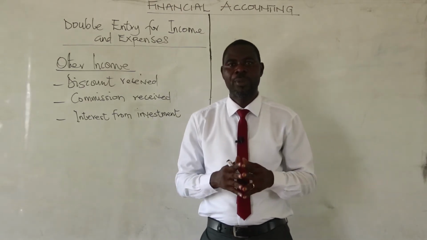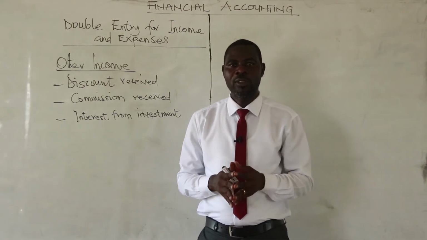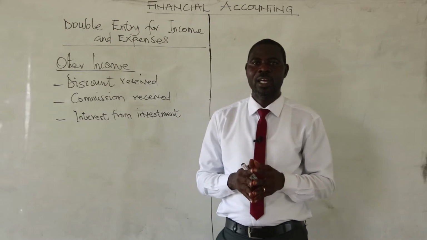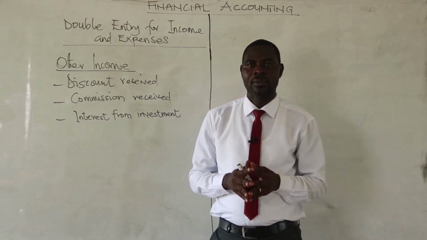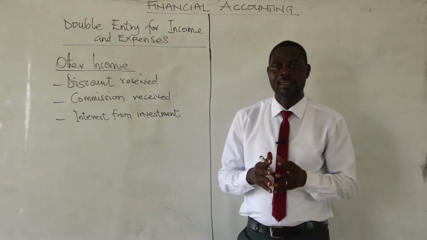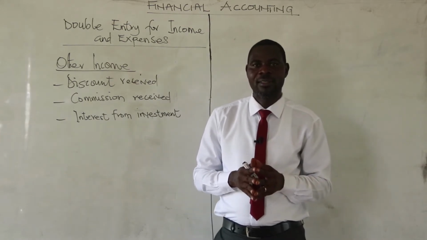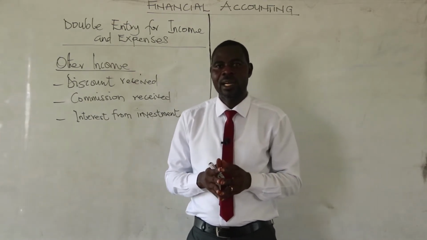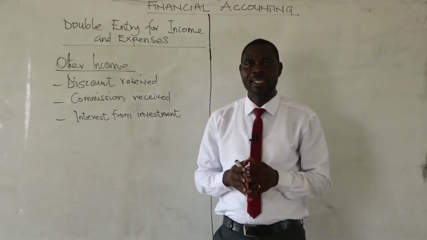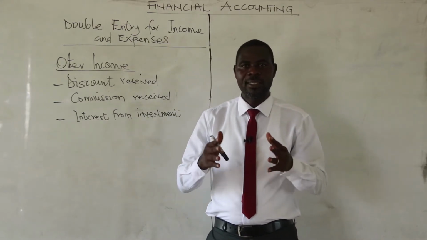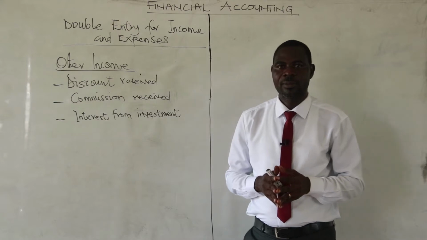We are still on the topic, the principles of double entry bookkeeping and the trial balance. Having looked at sales revenue and purchases, let us now look at other income and other expenses.